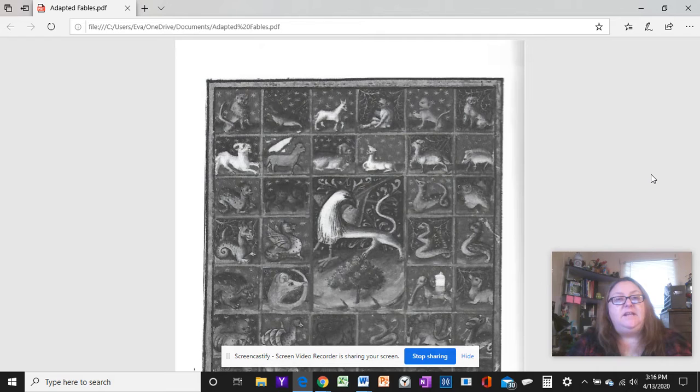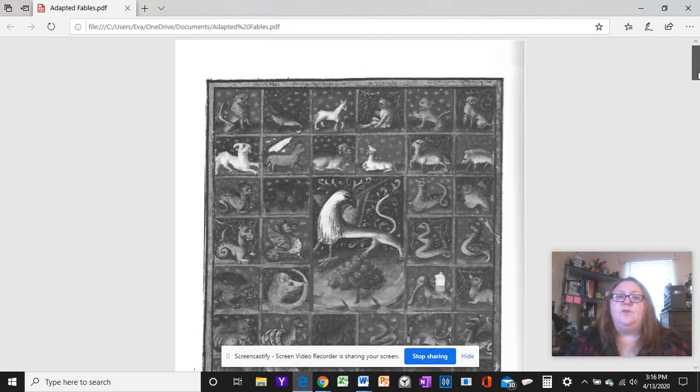You are going to be reading Adapted Fables. When you pull up your Town and Country page and go to the teacher pages and Mrs. Culp's page, you will find your Adapted Fables on there. Your worksheets will be on Teacher Ease. So this is just for the reading.